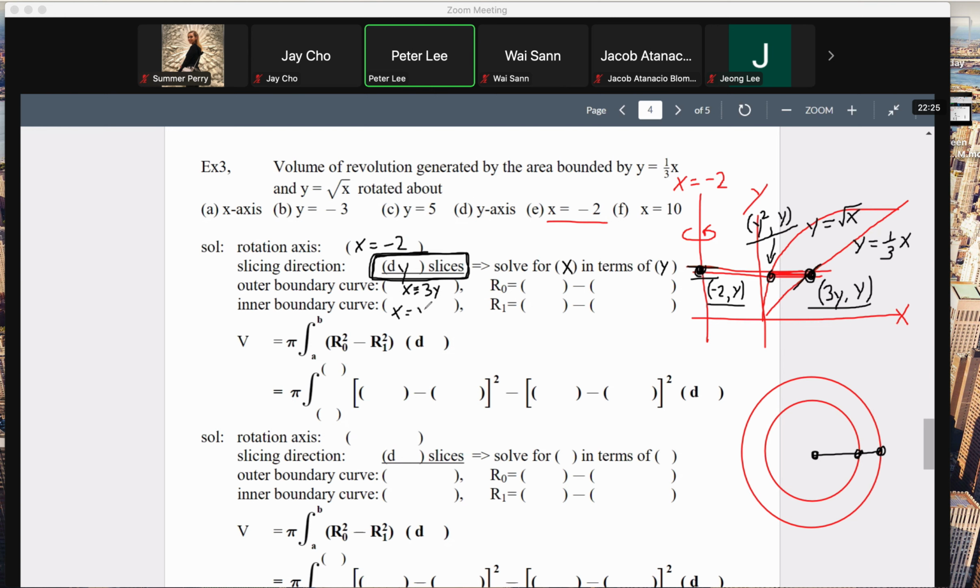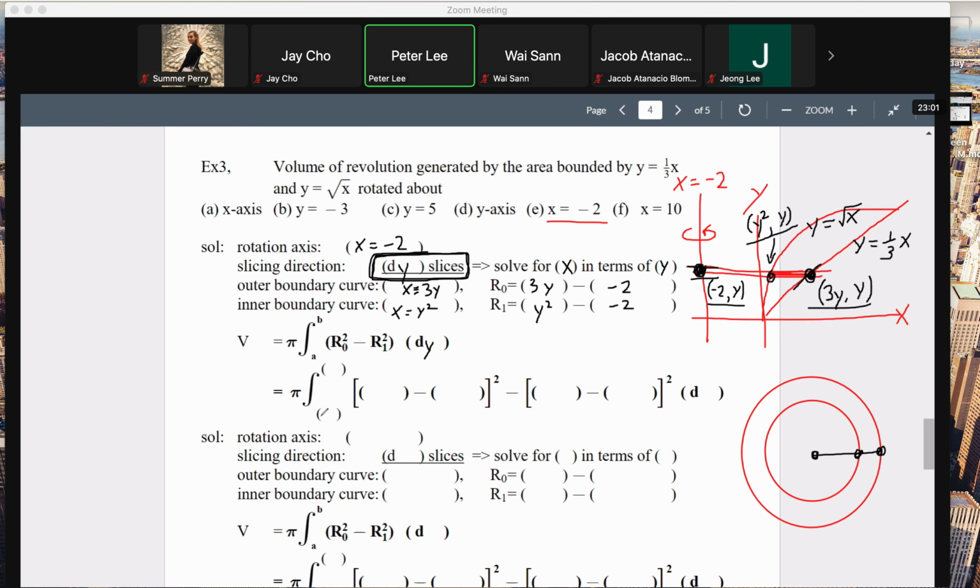So now, what is the outer radius? The outer radius is going to be that distance right there from here to here, and that will be 3y minus negative 2. It should always be right minus left. Right minus left, that's always the case. And then what is the inner radius? The inner radius is going to be the same thing here. The distance between these 2 points will be y squared minus negative 2. So you will see a double negative here. And then you can get the rest of it.